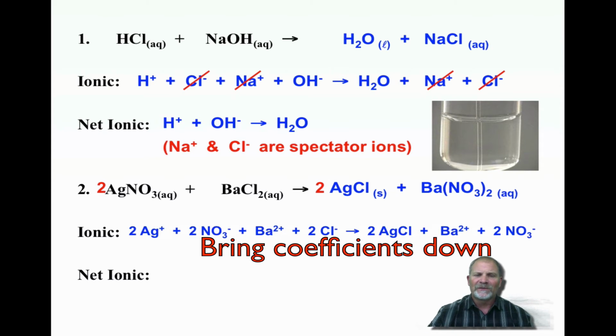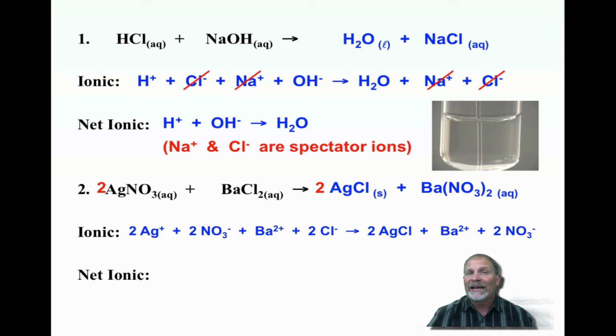As I look at this, and stripped it down to the ionic, again, my silver chloride, I had to know, back to the solubility rules, chloride, bromide, and iodide are normally soluble except with silver, mercury 1, and lead 2.